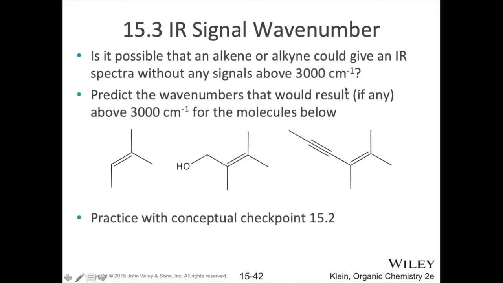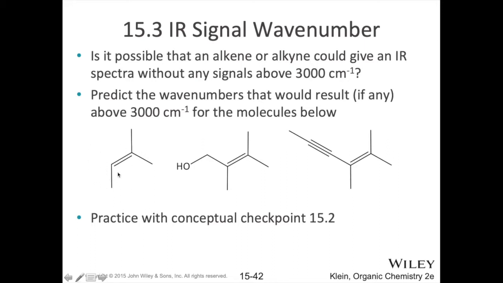So here are some examples of different alkenes and alkynes. Let's see if we would have any peaks that would be above 3000 wave numbers. Feel free to pause this video while you think about this. If you're back now, let's go through each of these examples in turn.